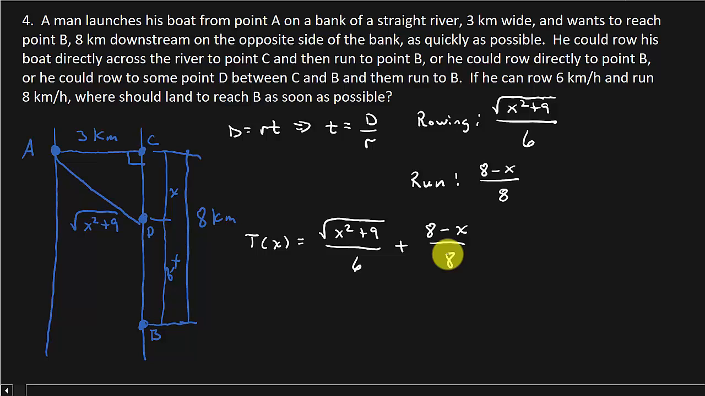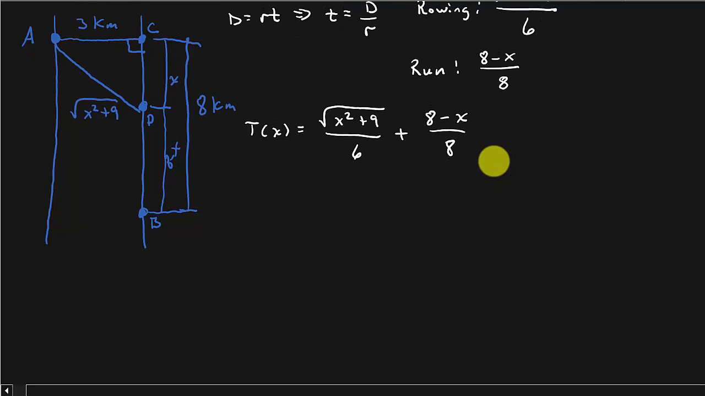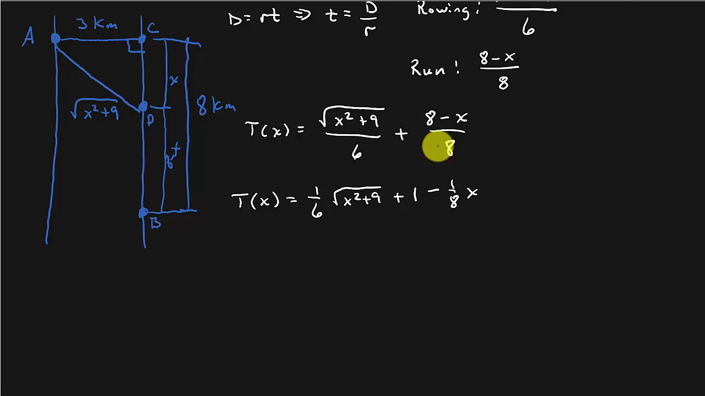All right. So there's our time. So we need to take the derivative, right? But before we take the derivative, I want to do something real quick. It'll make it a little bit easier to see how we take the derivative. So that's 1/6 square root of x squared plus 9 plus, and then this is 8 over 8, which is 1, minus 1/8 x. I just split this fraction up. All right. So I think writing it like this will make it easier to take the derivative.